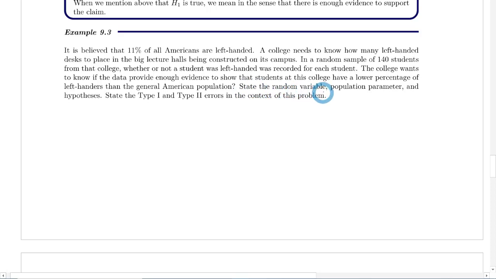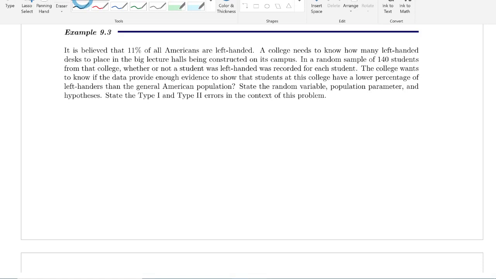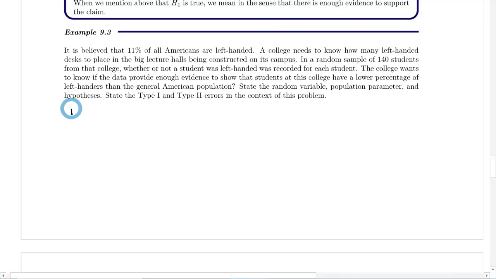State the random variable, the population parameter, and the hypotheses. State type 1 and type 2 errors in the context of this problem. So let's go ahead and just do one by one. I think that's the easiest thing to do. So the first one would be stating the random variable.